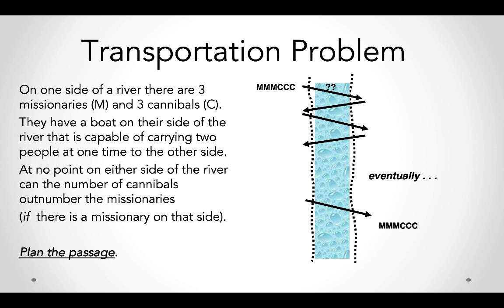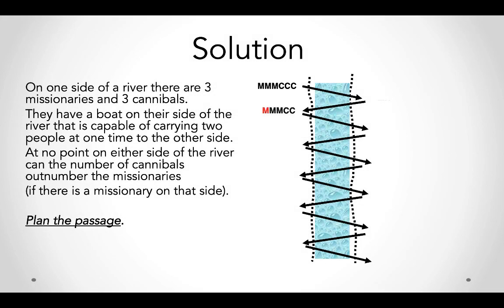Okay, so that was the biases part. Let's talk about how we solve problems and what to do with creative thinking. So I'll give you a break here, and I want you to solve this problem. On one side of the river, there are 3 missionaries marked with M and 3 cannibals marked with C. You've got to move them to the other side without getting in trouble with each other. So you've got to plan the passage. Think about it for a second, take a break, and solve this problem. And here's the solution. I'll let you just solve it.